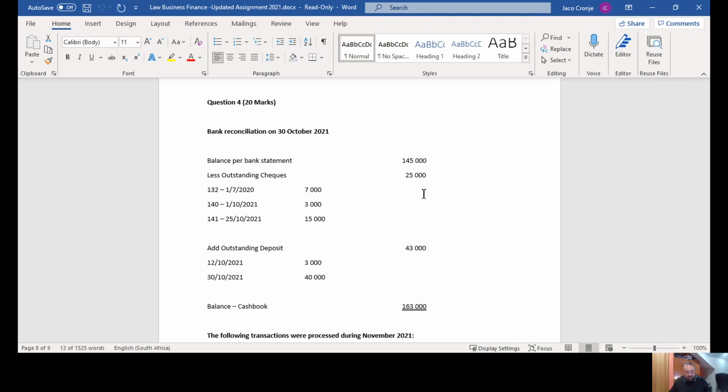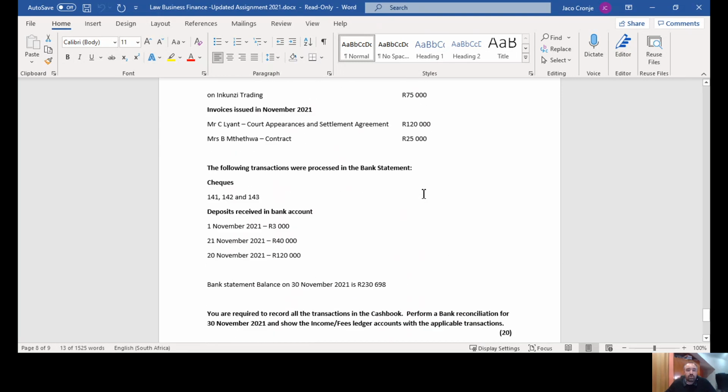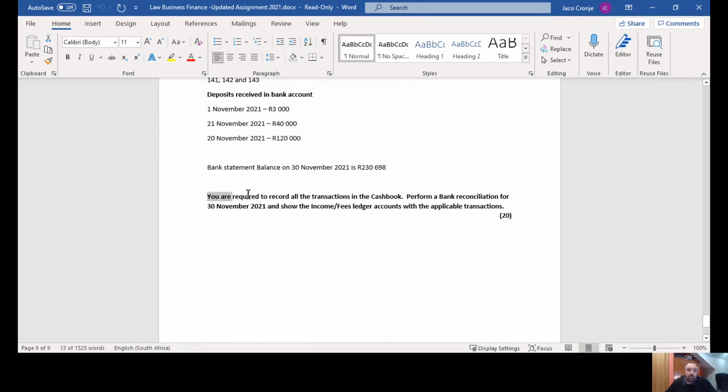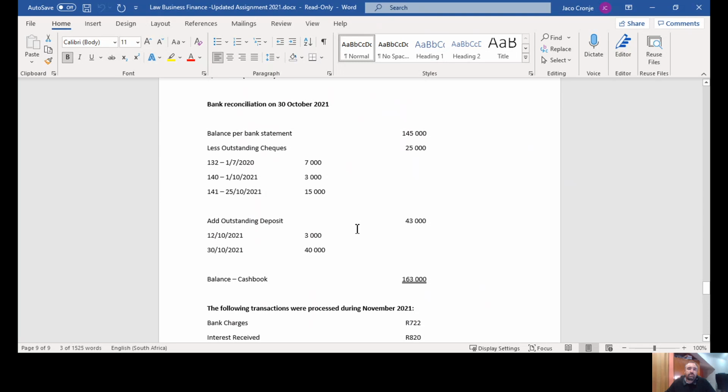Okay, then we move to question 4. Let's first go to the required. You are required to record all of the transactions in the cash book, perform a bank reconciliation for 30 November 2021 and show the income and fee ledger accounts with the applicable transactions. So they're asking for 3 things. 1, you need to do a cash book, a normal cash book. 2, we've got to do a bank recon. And 3, they're asking only for the fee income ledger account. So there's 3 things that you are required to do.